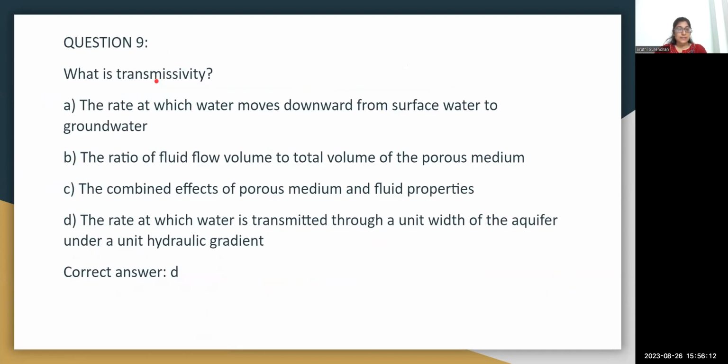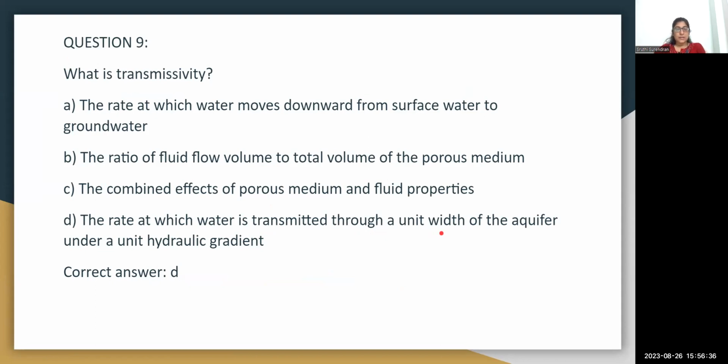Question 9 in assignment 4 is: what is transmissivity? The options are: the rate at which water moves downwards from the surface water to the groundwater; the ratio of the fluid flow volume to the total volume of the porous media; the combined effects of porous medium and fluid properties; and the rate at which water is transmitted through a unit width of the aquifer under a unit hydraulic gradient.